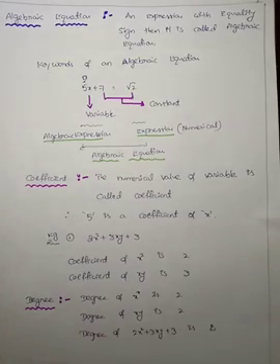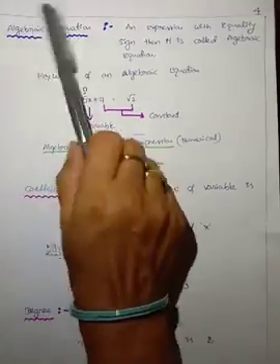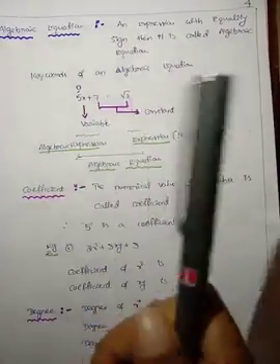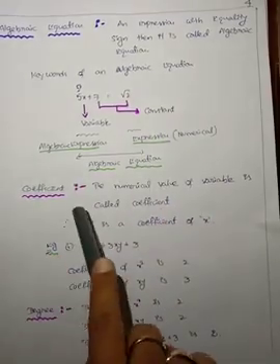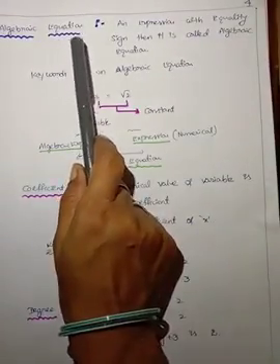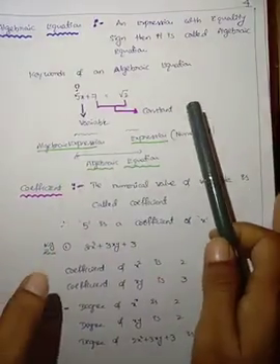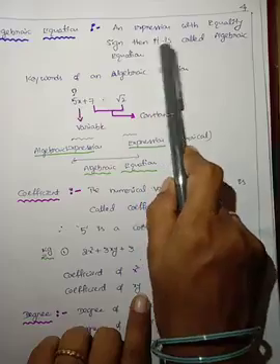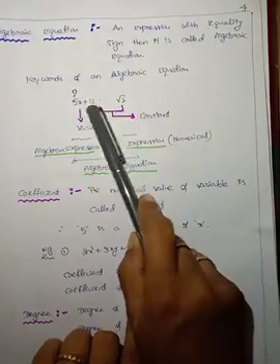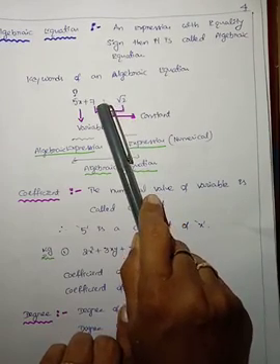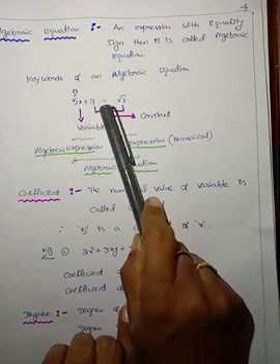Now we have to know about the algebraic equation. What have we discussed so far? Constants, variables, terms, and algebraic expressions. Now we discuss the algebraic equation. If an expression has an equality sign, then it is called an algebraic equation.